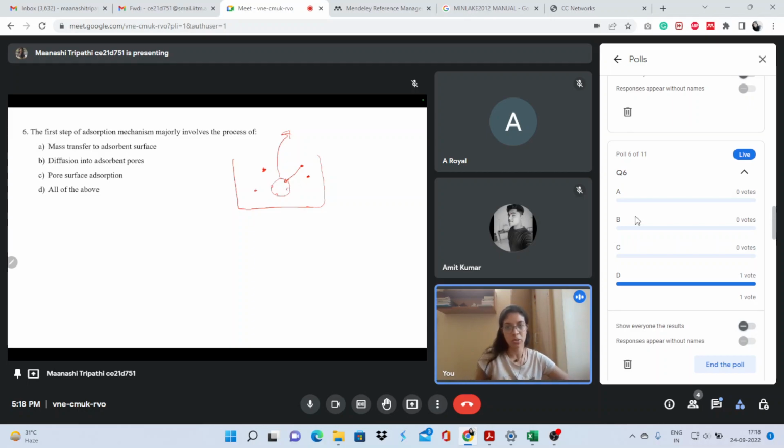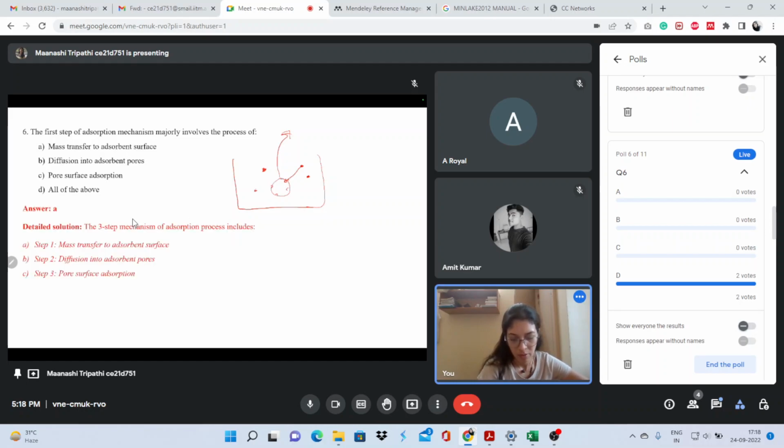So this is adsorption. The question is, the first step of the adsorption mechanism is: mass transfer, diffusion, pore surface adsorption, or all of the above. So the answer is A. We are talking about the first step. These all are the steps, but we are talking about the first step. I hope you see what mistake you made in this question. So the first step is mass transfer.